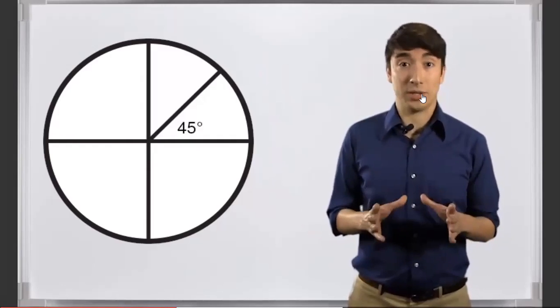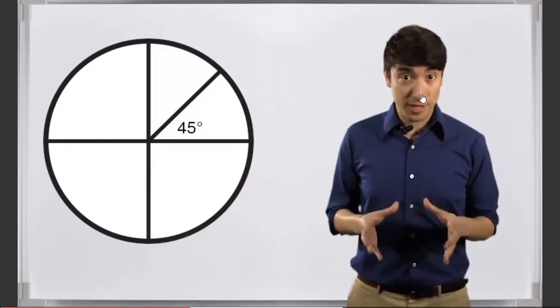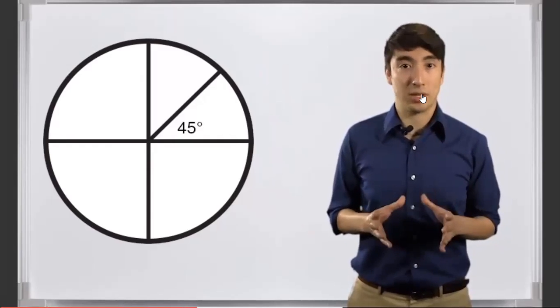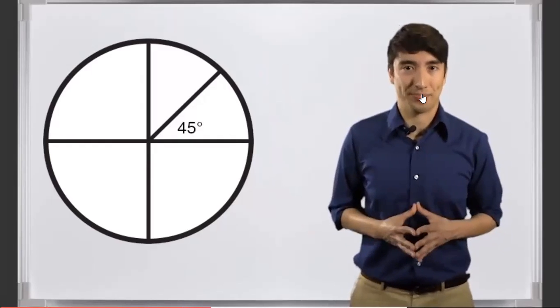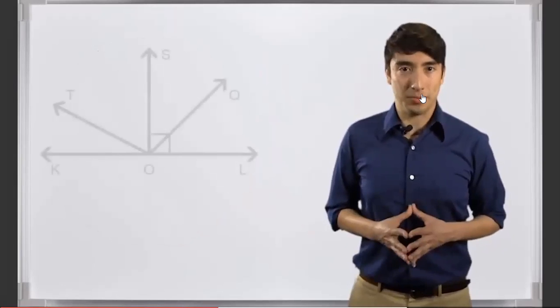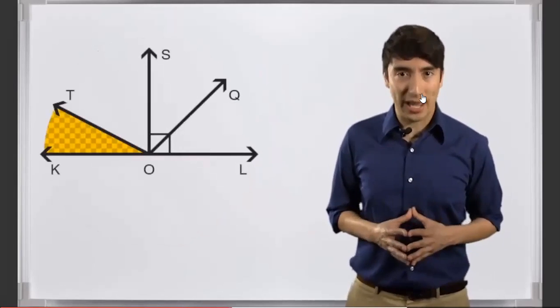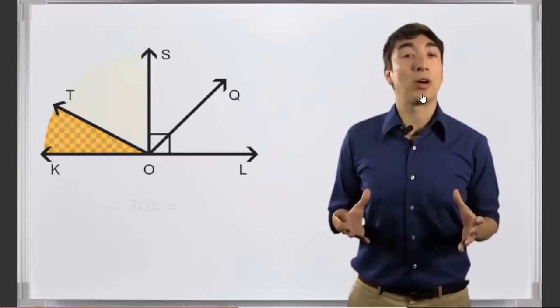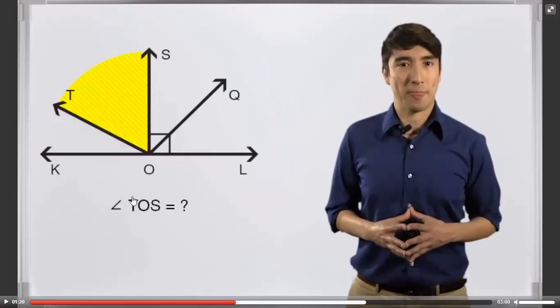A protractor is the most common tool for measuring angles. For the purpose of this lesson, you will be given a protractor with different angle measurements and angles drawn on the protractor. Let's look at the following example. If angle TOK was 22 degrees, what is the measure of angle TOS? Now, if this angle here is 22 degrees, you don't need a protractor to solve this.